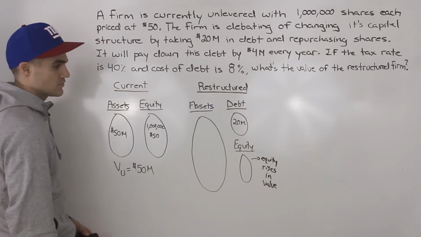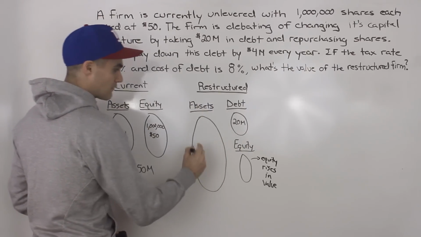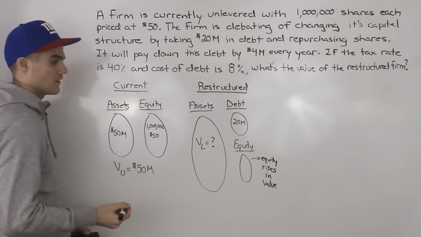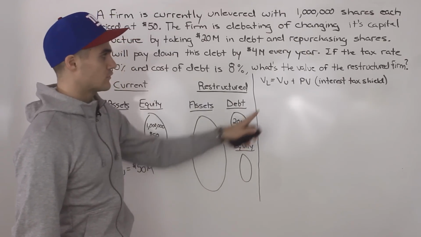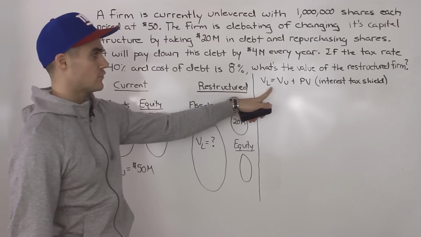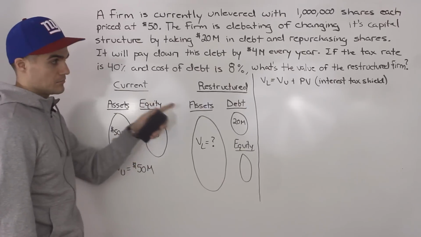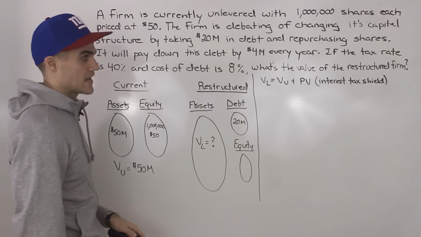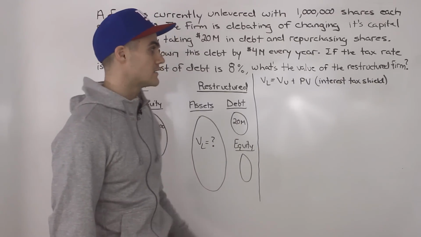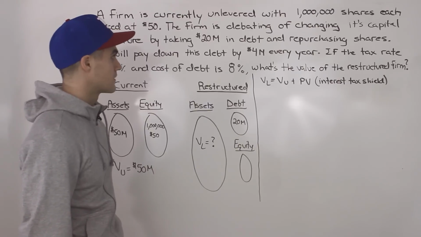So what we have to do is find out what the value of this levered firm is. So that's what we are finding, VL. And we can find the value of that levered firm with M&M proposition 1 that we went over in part 1. Value of a levered firm is the value of an unlevered firm, which is 50 million in this case, plus the present value of that interest tax shield. So this is what we have to do. We have to find out what that interest tax shield is going to be. So how would we do that?